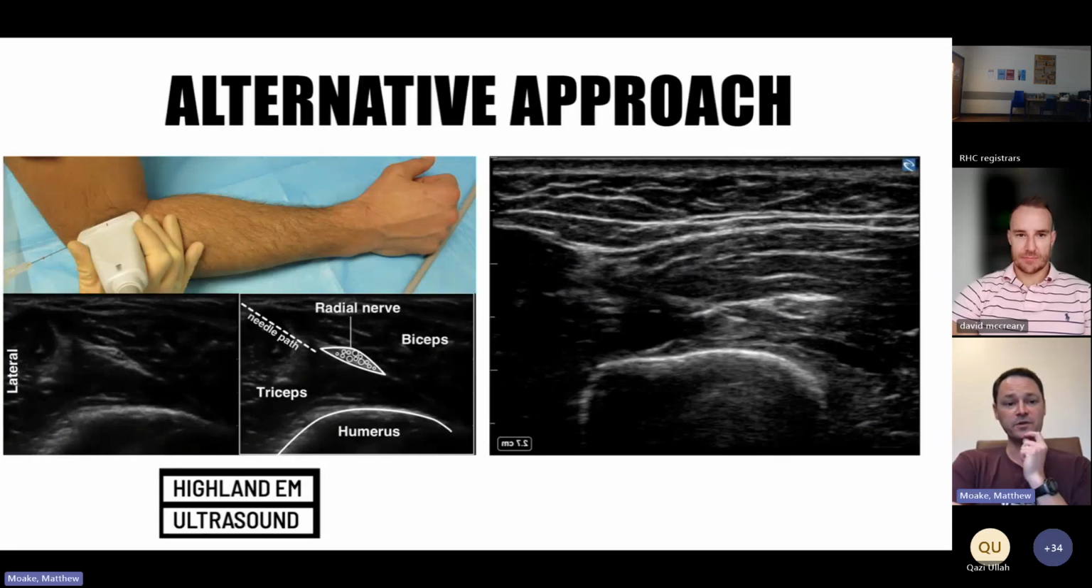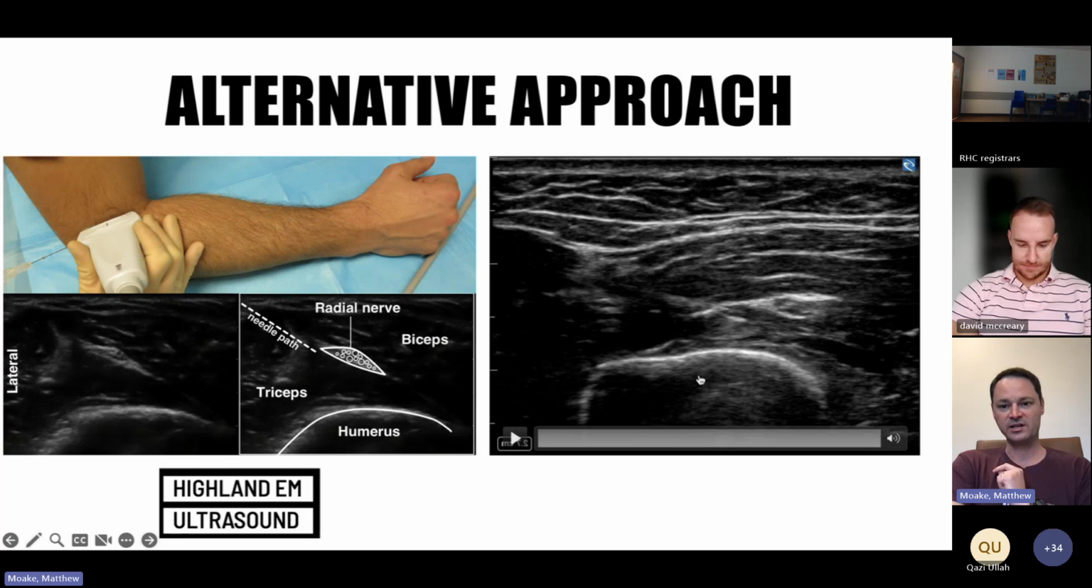The other approach you can do for the radial, which I will say a lot of times in the forearm the radial just doesn't jump out well, is to come and do it above the elbow. Once you get above the elbow, you can track it. The radial nerve is going to run in the humeral groove if you get too proximal, but typically right above the elbow. This is a shot from Highland.